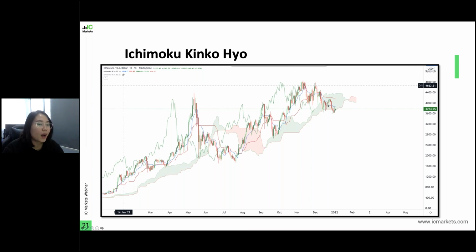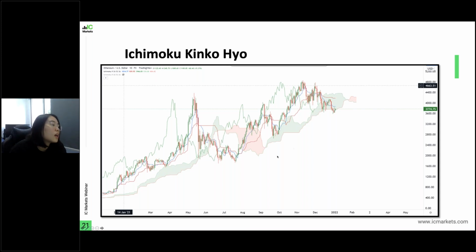So just remember one, that's the most important. This is called the baseline. This is called the conversion line. So blue is the base line, red is the conversion line. Or if you're not good at remembering names, just like me, a lot of times I cannot even remember any of the names, you just need to have a mental picture of what this means.